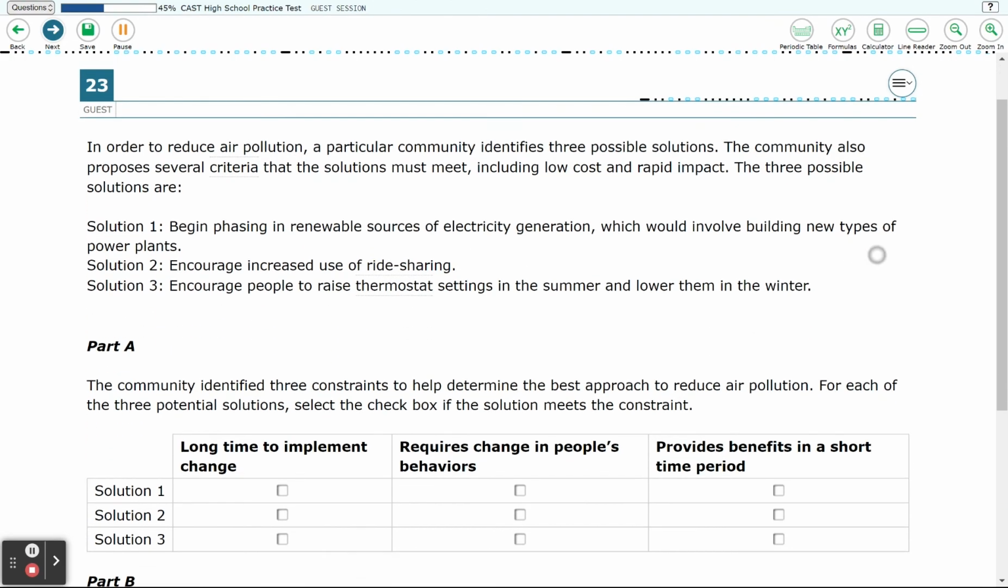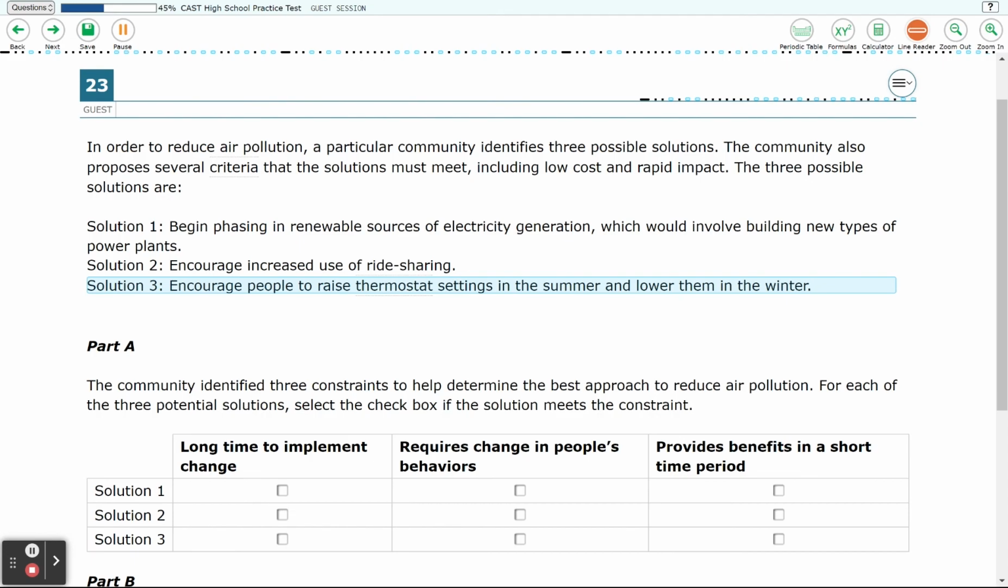In order to reduce air pollution, a particular community identifies 3 possible solutions. The community also proposes several criteria that the solutions must meet, including low cost and rapid impact. The 3 possible solutions are: Solution 1. Begin phasing in renewable sources of electricity generation, which would involve building new types of power plants. Solution 2. Encourage increased use of ride sharing. Solution 3. Encourage people to raise thermostat settings in the summer and lower them in the winter.